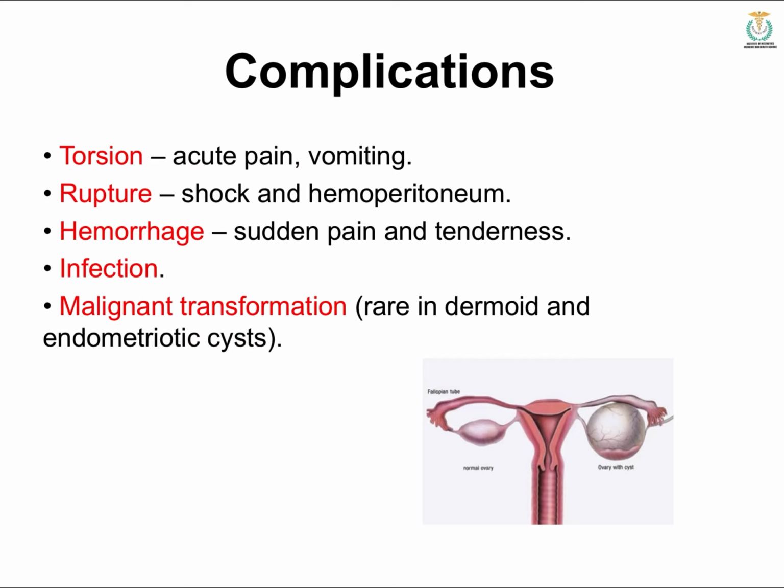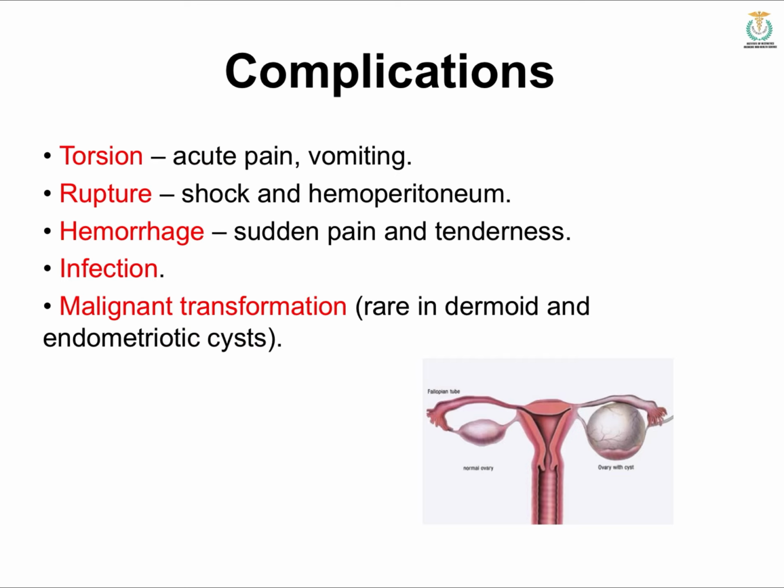Next is rupture. Rupture can cause intraperitoneal bleeding, hemoperitoneum, and shock. Hemorrhage can happen, with sudden pain and tenderness, and there can be infection also.